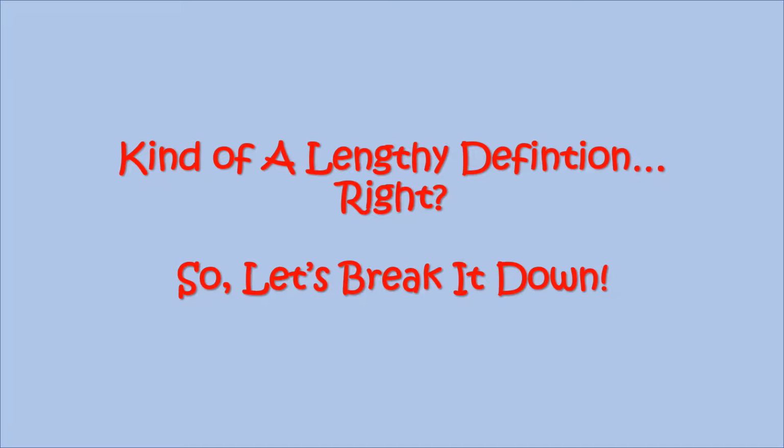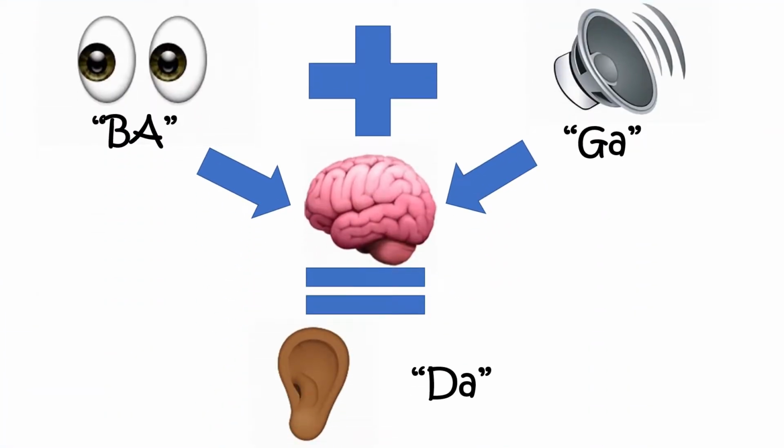Kind of a lengthy definition, right? So let's break it down. Here we have a series of emojis, and we're first going to start on the right-hand side with ga. If you hear a sound that says ga, your brain will interpret that sound, and you will hear ga. But if you see a visual of someone mouthing ba, and you hear an auditory of ga, your brain is going to integrate both of those noises so that you hear da.